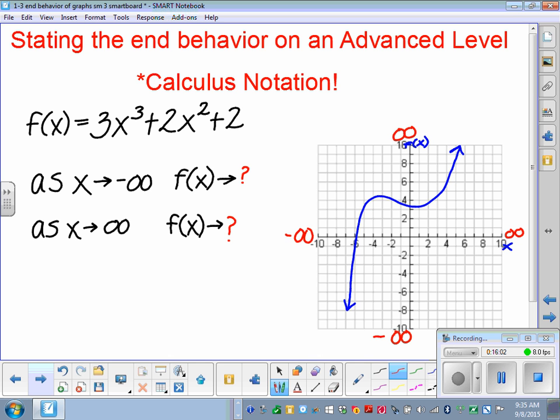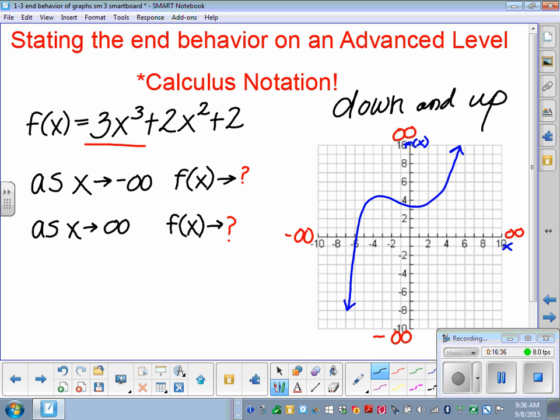Okay, so looking at this one, we have f of x is equal to 3x cubed plus 2x squared plus 2. If we're talking end behavior, the only thing that matters is the leading term. So first of all, we know for sure if we were to graph this, we could graph it and look at it. We could say it in words that this end behavior is what? Down and up, down and up. Does everybody see how in words this is down and up? Okay. Now we have to be able to word it in calculus notation, which is this, okay?